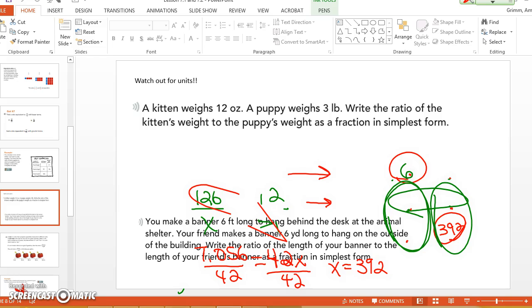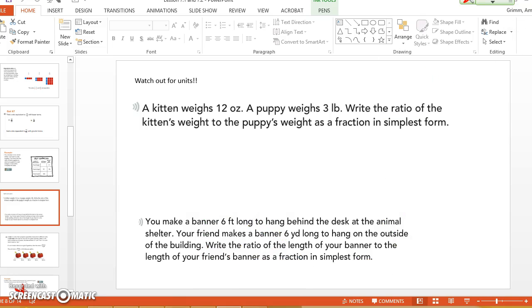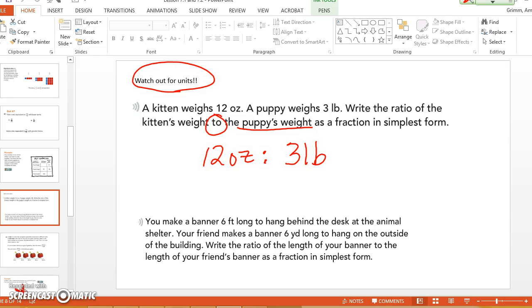All right. Now, we have to be cautious of units. So this one says, a kitten weighs 12 ounces, a puppy weighs 3 pounds. Write the ratio of a kitten's weight, here's the magic word, to the puppy's weight. So the kitten's weight is 12 ounces, but the puppy's weight is in 3 pounds, and they have to be in the same units. I said here, watch out for units. So it means you got to switch it all to pounds or all to ounces. What would you like to do? Ounces. Probably ounces is what I would do.